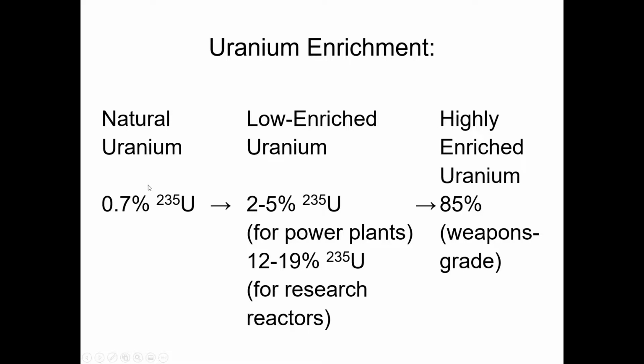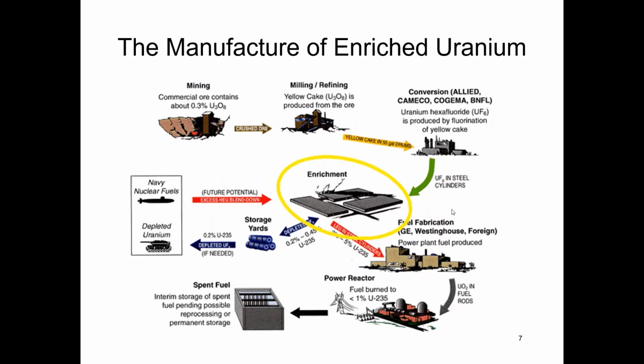So again, everything starts off with only 0.7% uranium-235 hexafluoride. And then eventually you can get low enriched uranium at a rate of 2 to 5%, and this is acceptable for power plants. You need to undergo enrichment a few more passes in order to get 12 to 19% uranium-235, which is appropriate for research reactors. Now, if you need weapons-grade uranium, then you have to do that process even more so that you've got 85% uranium-235.